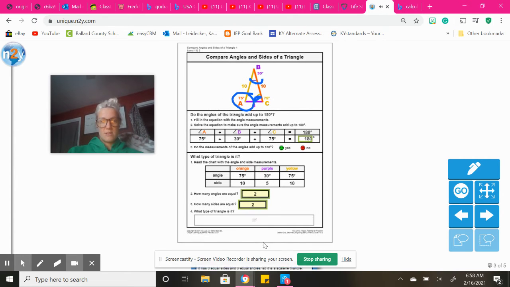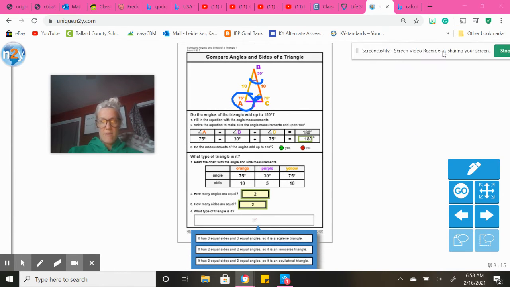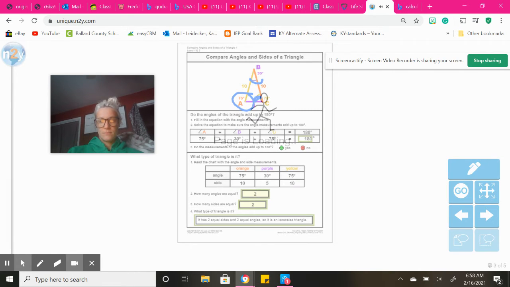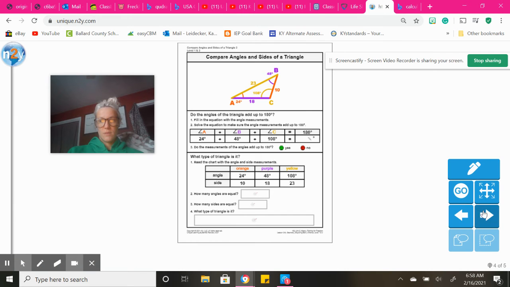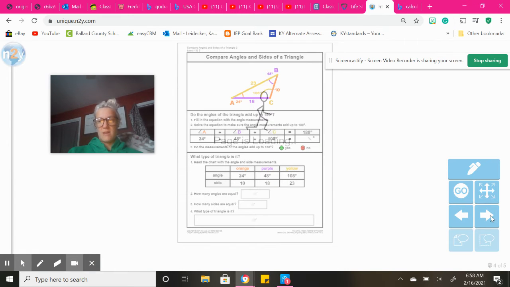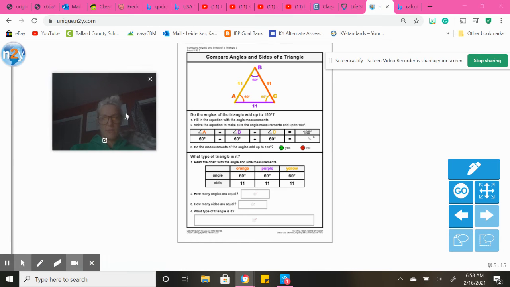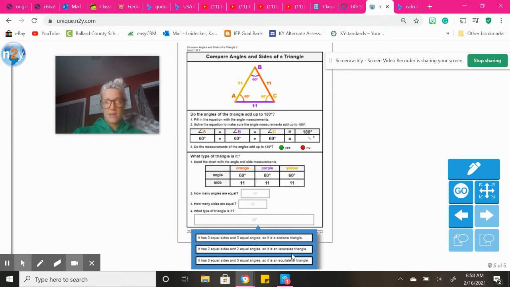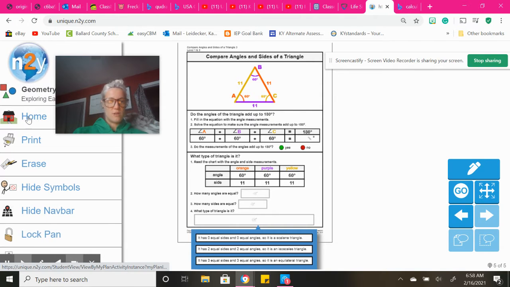What type of triangle is it? So we have, it has 2 equal sides and 2 equal angles, so it is an isosceles triangle. So you guys complete the next 2 slides, and then that will finish that box up for the different types. You already used the isosceles, so the other one's going to be scalene, and then an equilateral triangle.